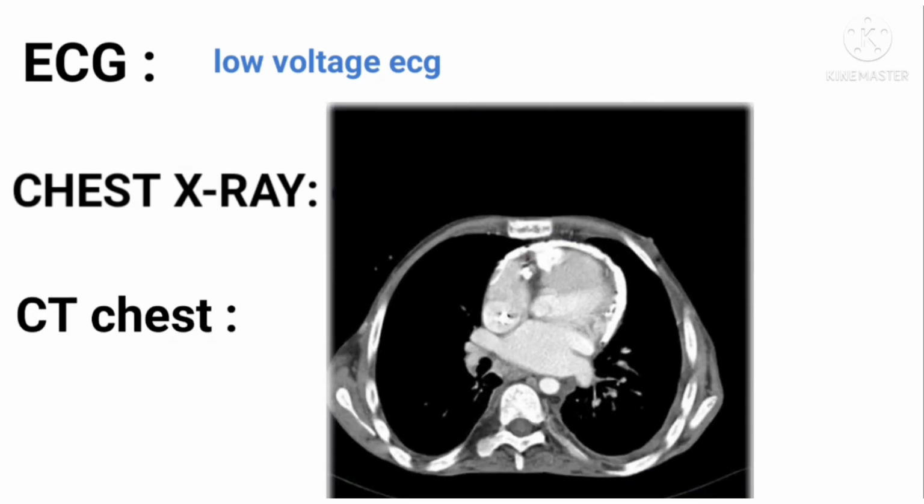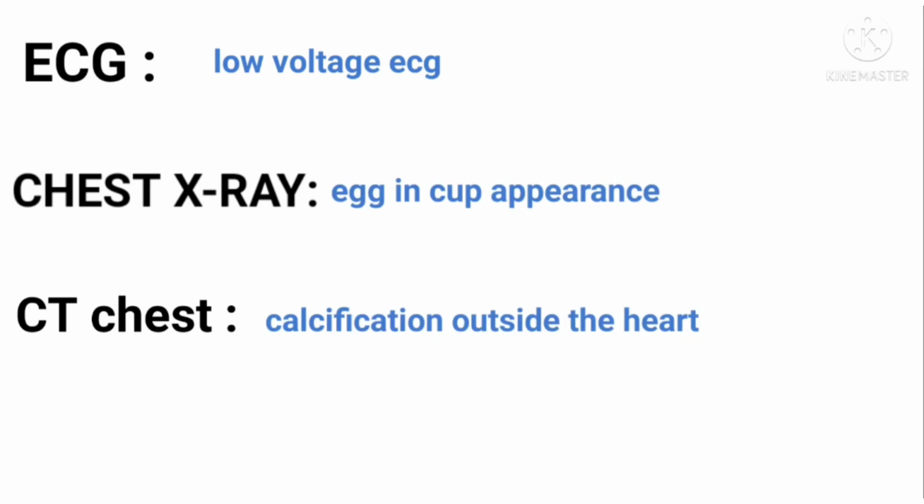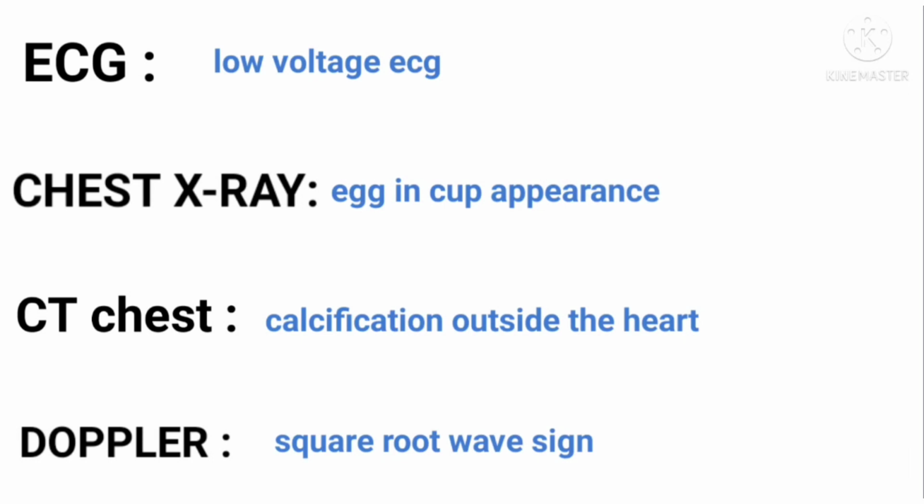In CT chest, we will get the characteristic finding of constrictive pericarditis. This is calcification of pericardium. And the fourth investigation will be Doppler. In Doppler, we will get square root wave sign like restrictive cardiomyopathy. And the last thing is treatment. We can treat this disease by stripping off pericardium.